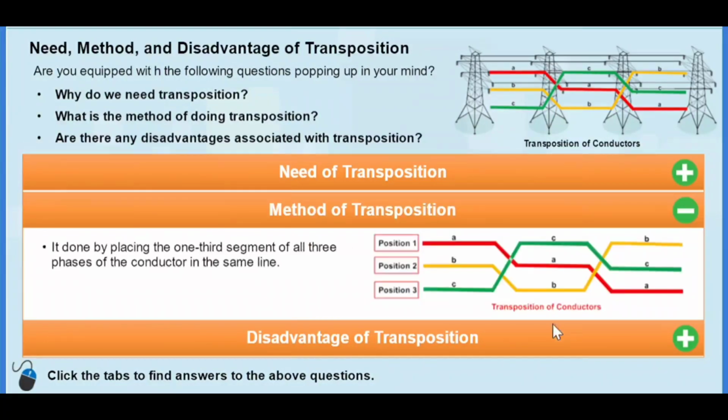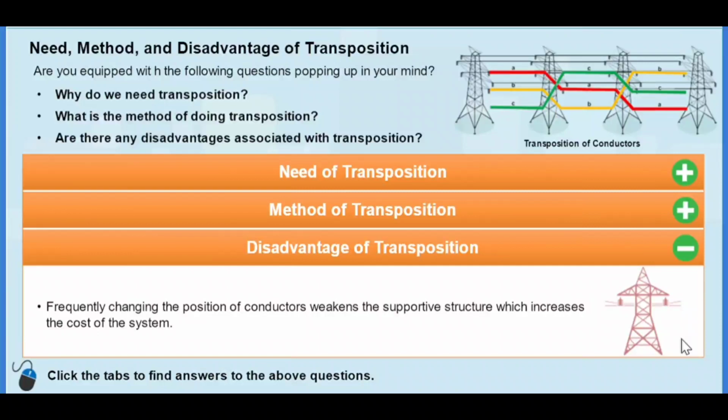The transposition of the lines can be done by placing the 1/3 segment of all three phases of the conductor in the same line. The transposition balances the capacitance of the line, due to which the voltage is also balanced. Frequently changing the position of conductors weakens the supportive structure, which increases the cost of the system.